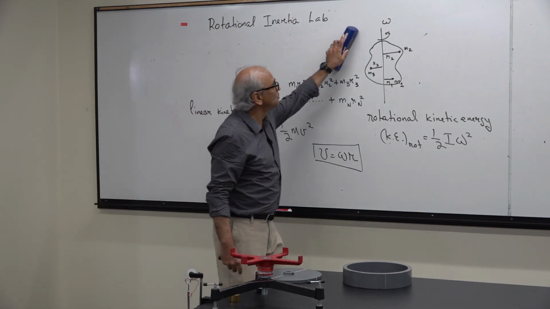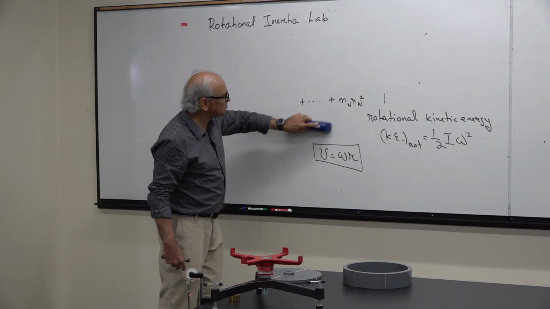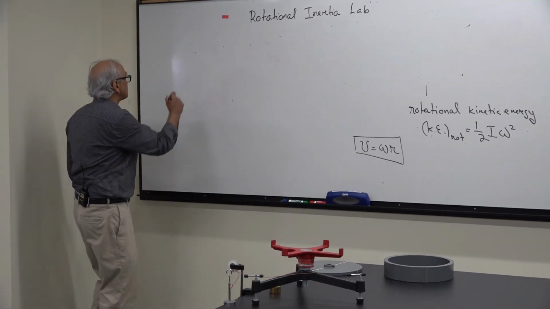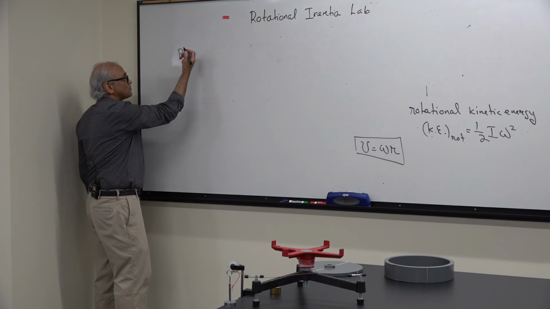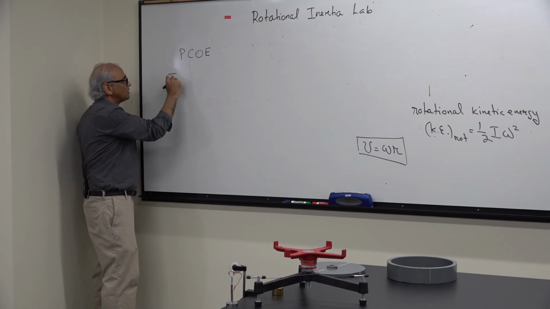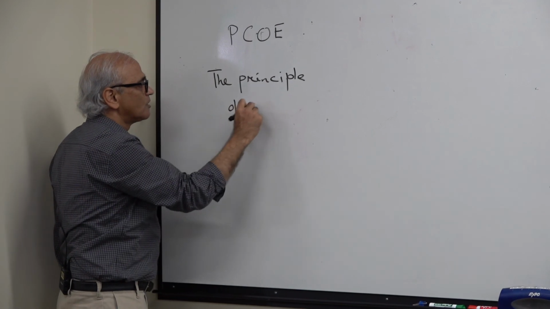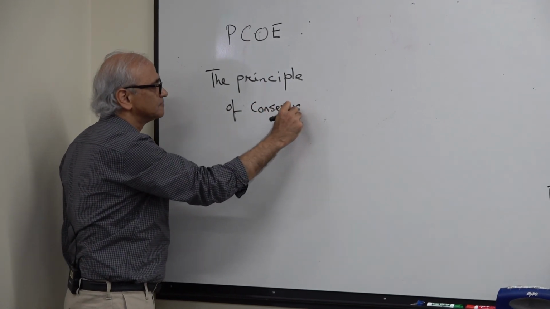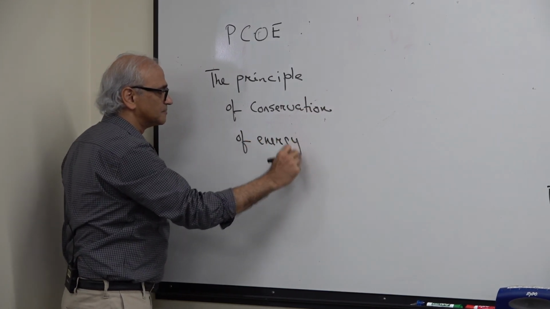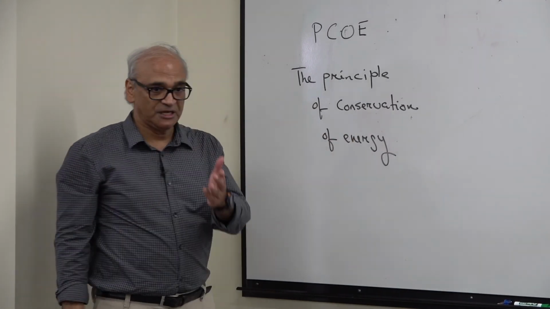So let's go through the principle of conservation of energy, from which we are going to determine the moment of inertia. So remember that in our class, I call it PCOE. And what's PCOE? PCOE is the principle of conservation of energy. So in this case, of course, the energy is conserved in our experiment.